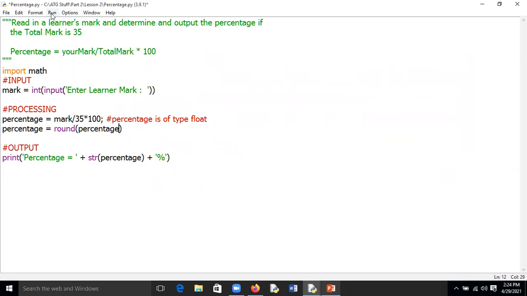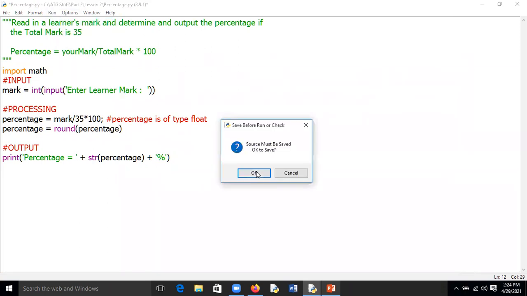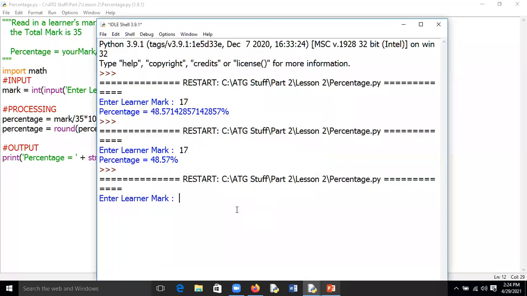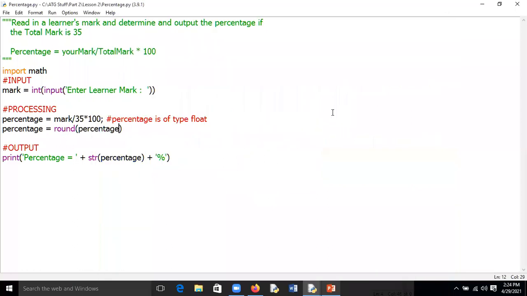Let's go and run this now. Once again, save it. Same mark, so we can see the difference between the three. This here, not rounded off at all. This here, rounded off to two decimal places. And because this is a 5, rounding off to the nearest whole number will make it 49. All right?